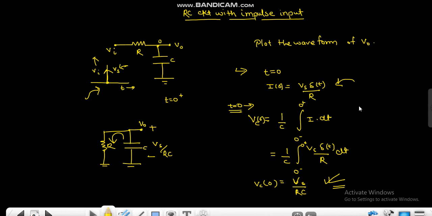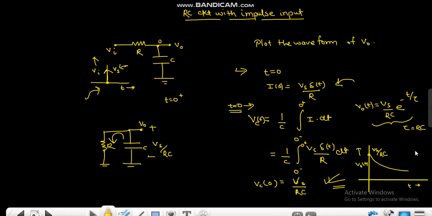So what will be the expression of V naught of t? At t equals to 0, it is Vs by Rc, and it will go down as e to the power minus t by tau. Here tau is Rc only. So from t equals to 0, Vs by Rc, to t equals to infinity, it will go down to 0. So this is the output expression. So the waveform would be like this. This will be the waveform.